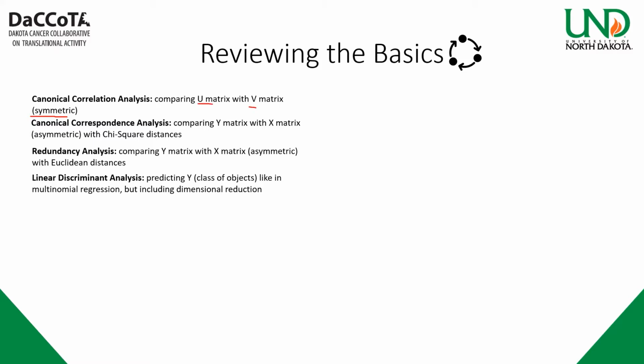Whereas correspondence and redundancy are asymmetric, as well as linear, where there's a specific Y variable or Y matrix of variables and an X matrix of variables. These two differ because of how they estimate differences and some of their other assumptions, but that's a big one. With linear discriminant analysis, Y is not so much a matrix but a class of objects. So it's like multinomial regression, but there's a dimensional reduction in the X matrix.